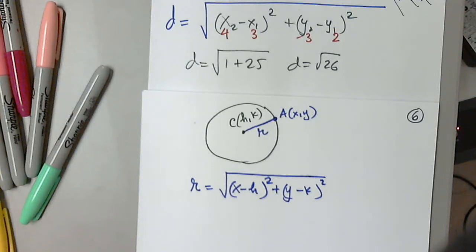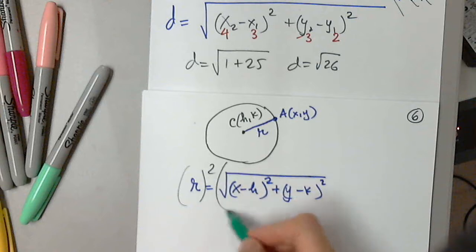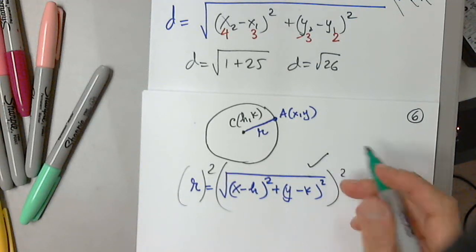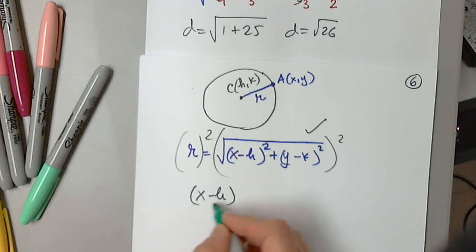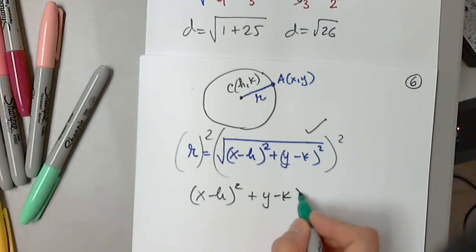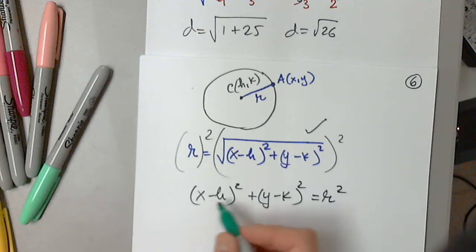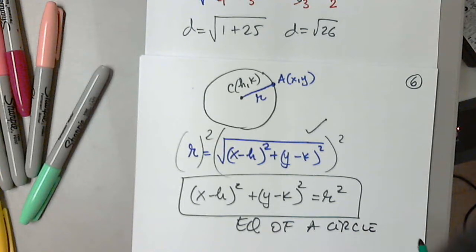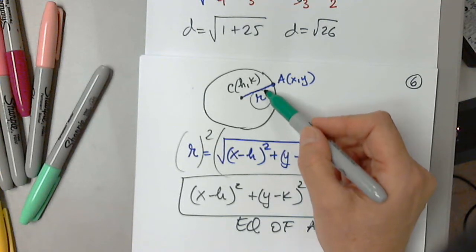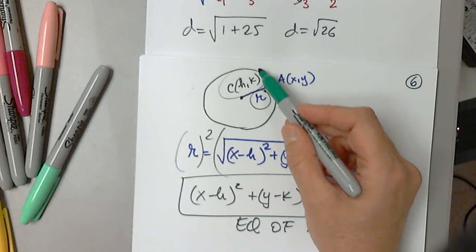And now I would like to square both sides. This is good enough, but I'll show you why we square both sides. So this will become x minus h squared plus y minus k squared equals r squared. This is the equation of a circle with radius r and center h comma k.